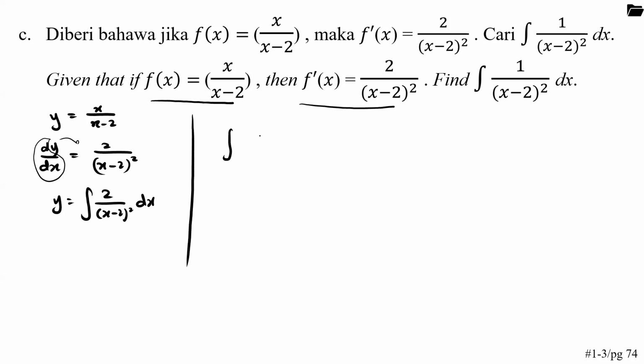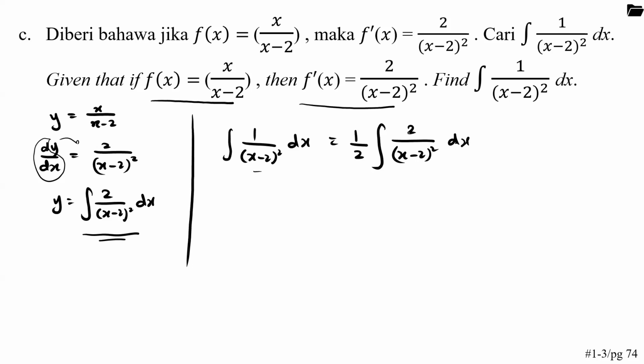The question is the integral of 1 over (x minus 2) squared dx. But it's different from what I have in hand, which was 2 over (x minus 2) squared. Never mind, use it first. I have no choice. Now we think about the adjustment. The bottom is the same. How do I get back the 1? Well, the 2 is extra, right? So multiply by 1 over 2, so that you get back 1 over (x minus 2) squared.